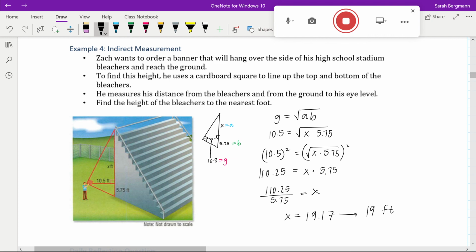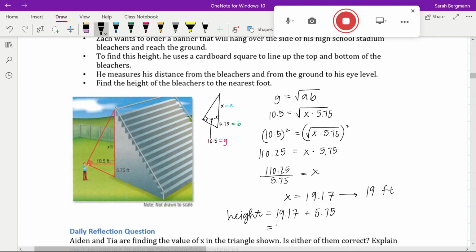So in order to find the height of the bleachers, I need to take the value of x, 19 feet. Well, actually, let's use the non-rounded version and not round until the end, and add 5.75 feet, because that's the height to his eye level. When I add those together, I get 24.9, which now I can round to 25 feet.